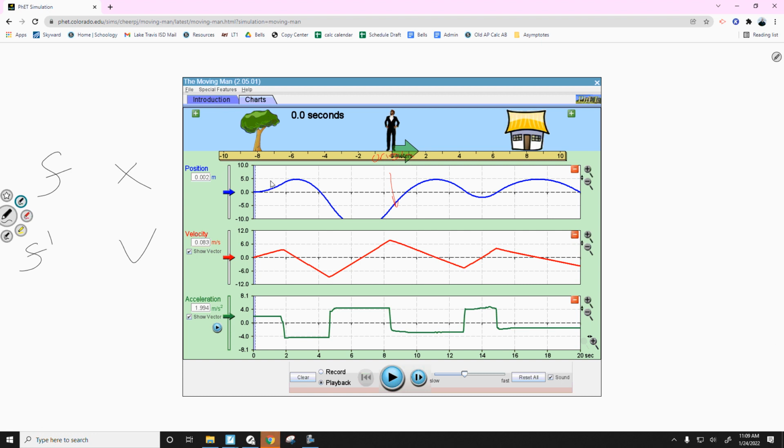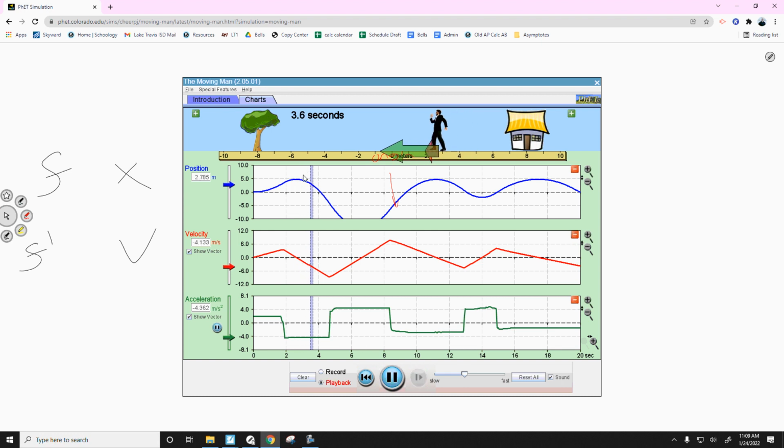Slope, okay? Position is increasing. I'm going from 0 to higher position. My slope of X is positive. I have a positive value right there. I then have a max position. A max position, my dude has stopped. He's changed direction. The derivative, F prime, would be 0. My velocity is 0.